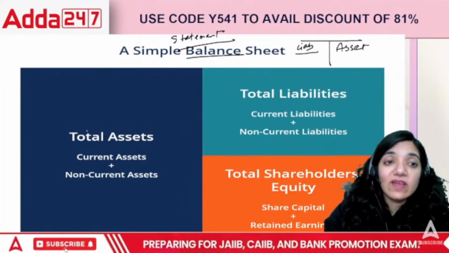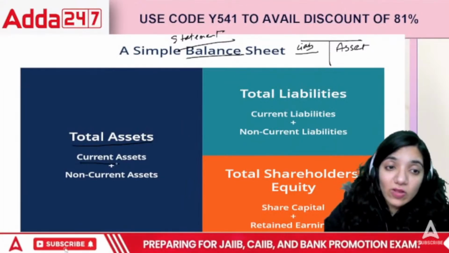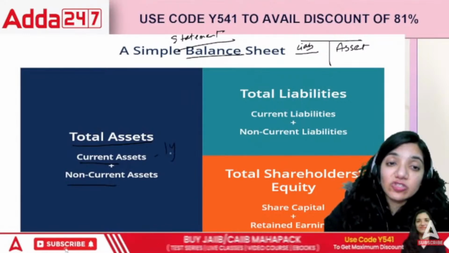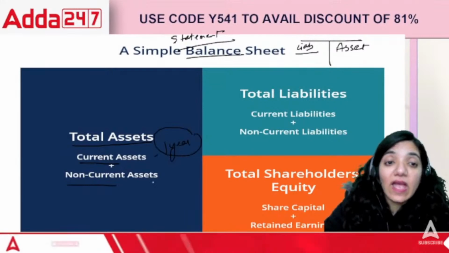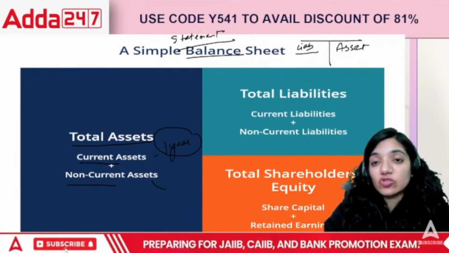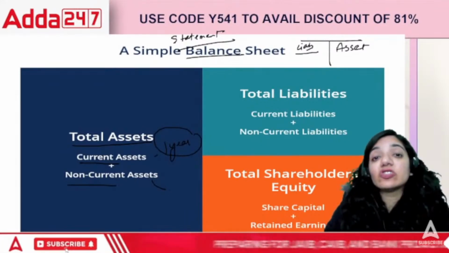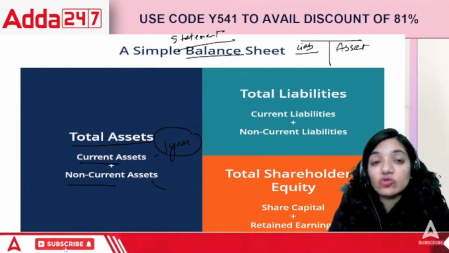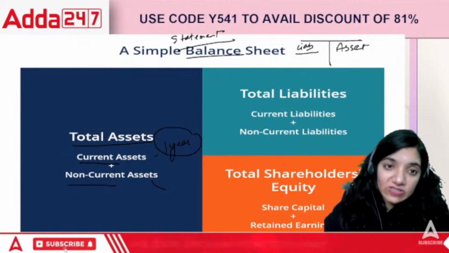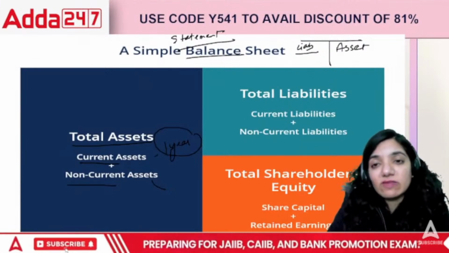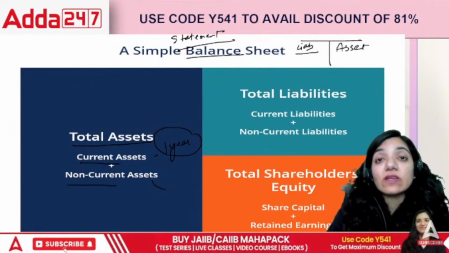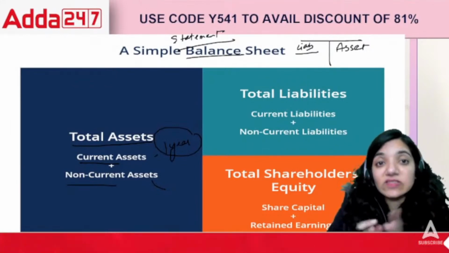How do they specify? The assets would include all the current as well as the non-current assets. Current means any asset which is used for less than 1 year, and anything which is used for more than 1 year is non-current. So if I receive the money within the year from you, then you are my current asset. Otherwise, you're a non-current asset for me. So that's the total assets.